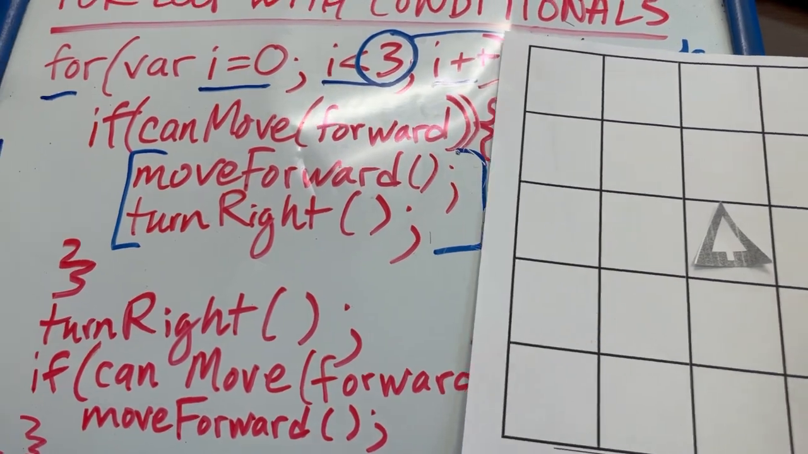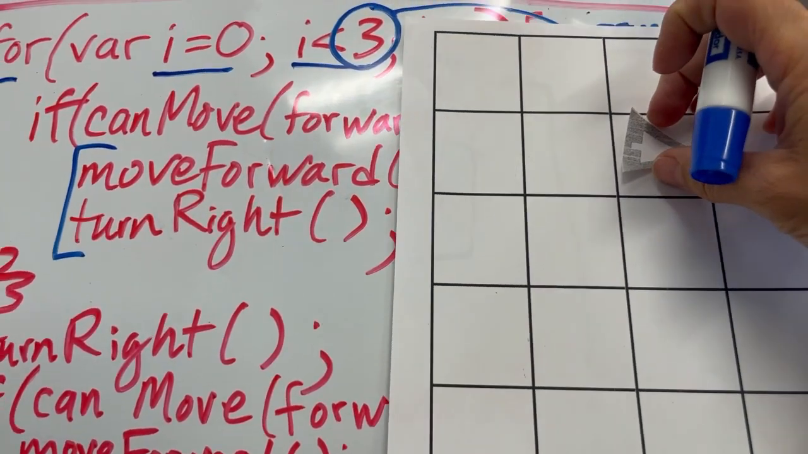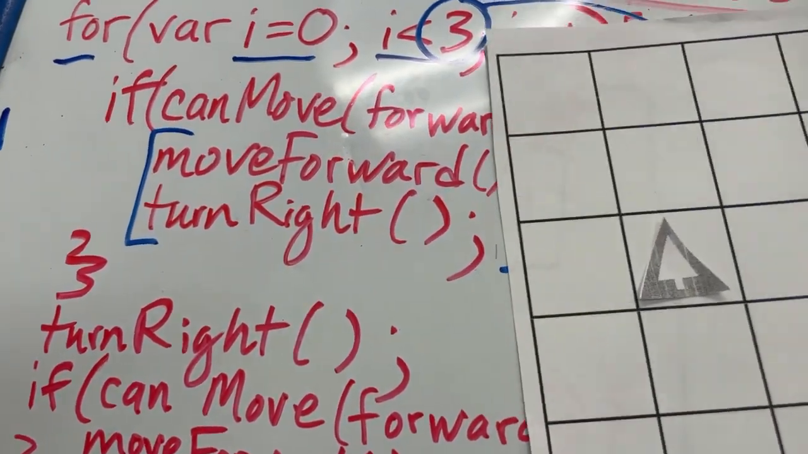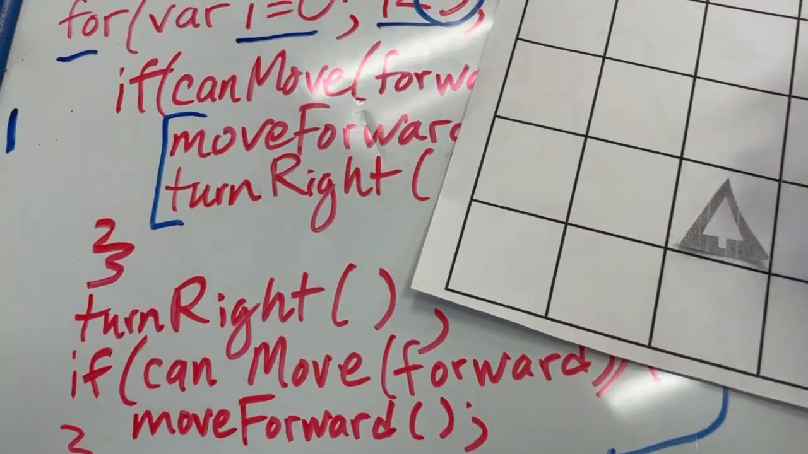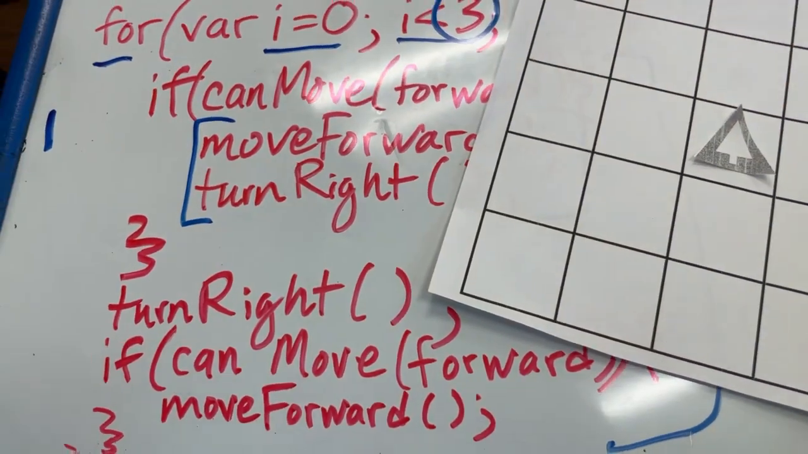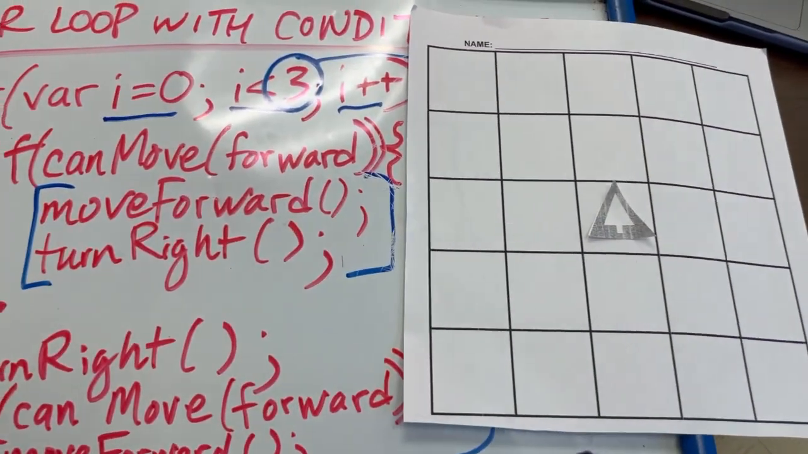I have to do it, remember, 3 times. So let's try this again from the top. If I can move forward, move forward and turn right. All right, then it says turn right again. That's going to be here. Then it says if can move forward, I'm going to move forward. Okay, so that is round 2, all right?